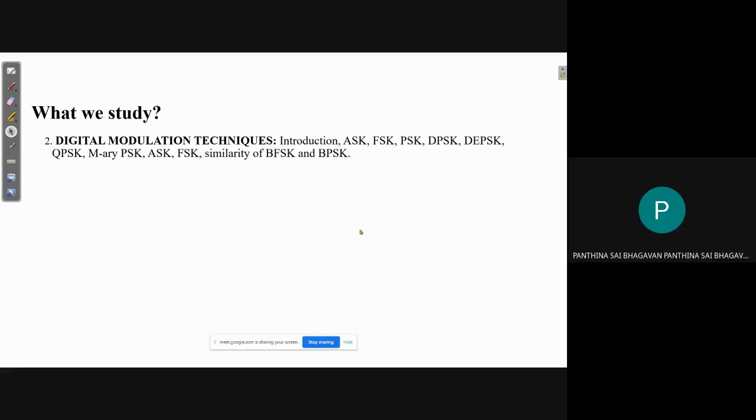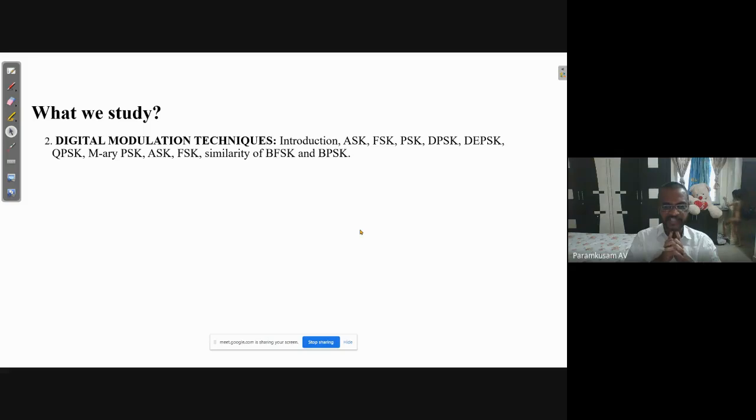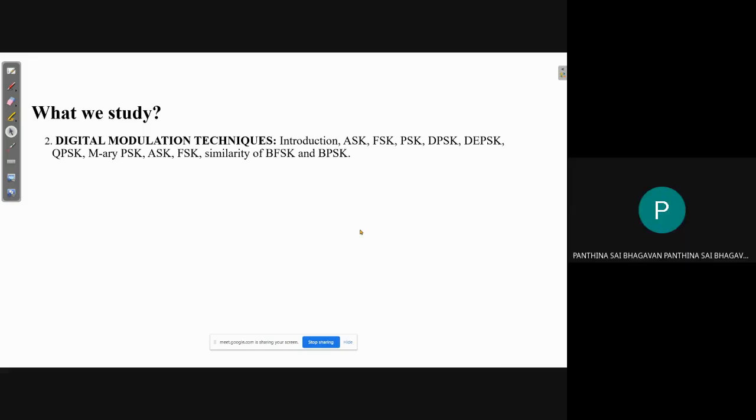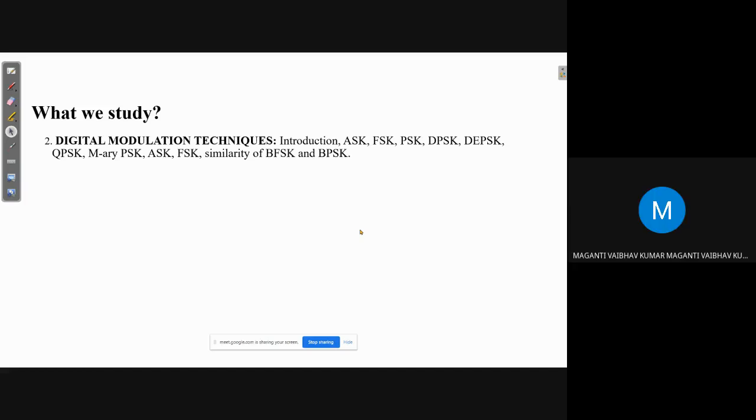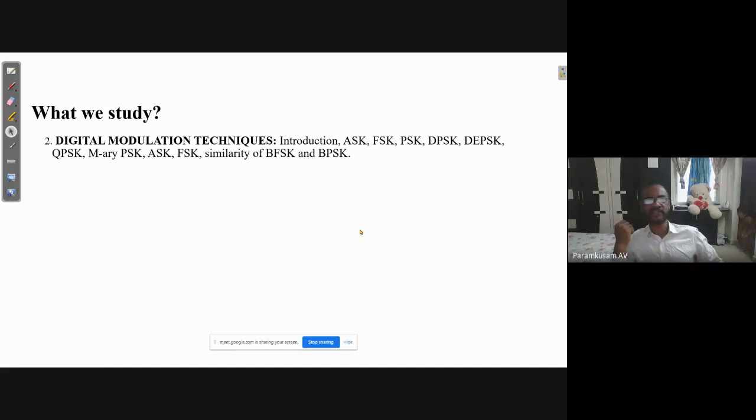Phase of the carrier is varied according to the digital signal, the amplitude of the digital signal. Now, can you tell me how many phase values it has? Two phase values. Yeah, very good. It has two phase values.